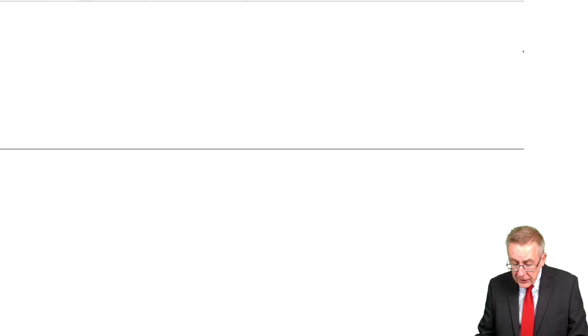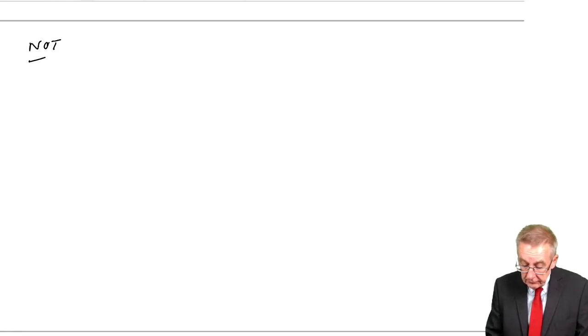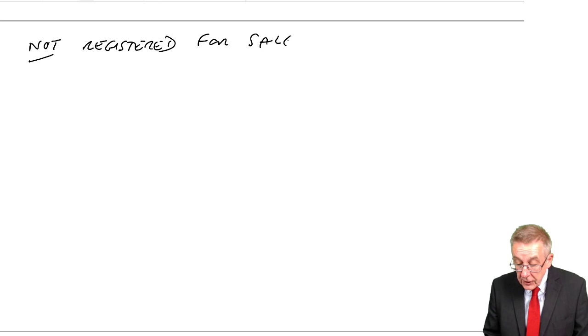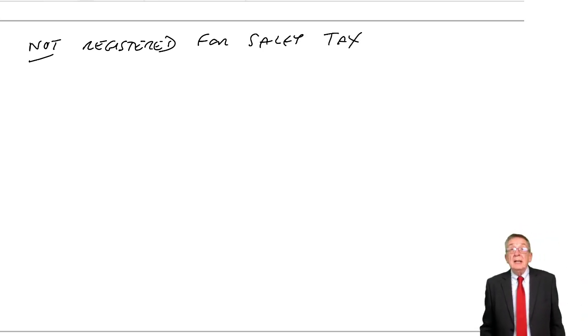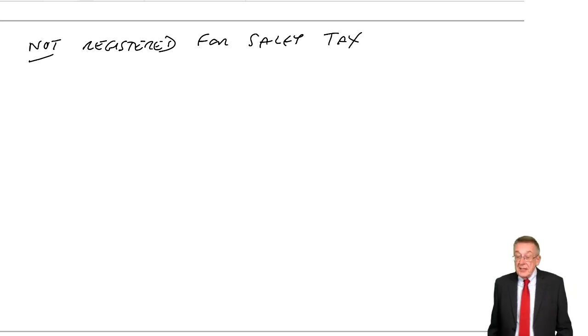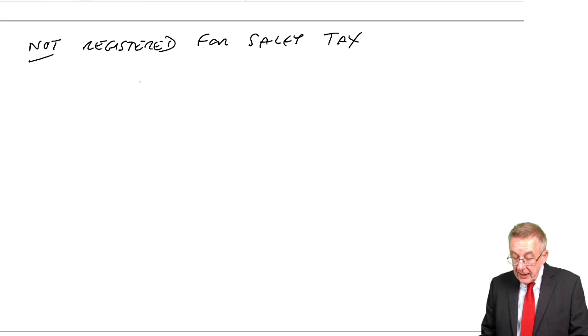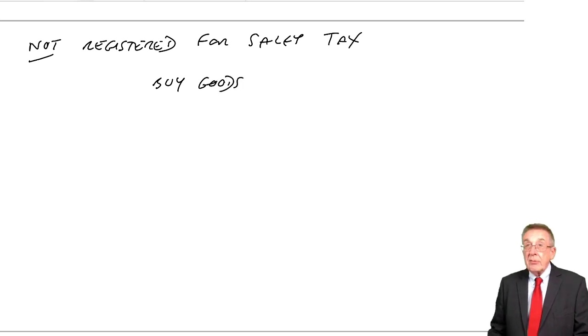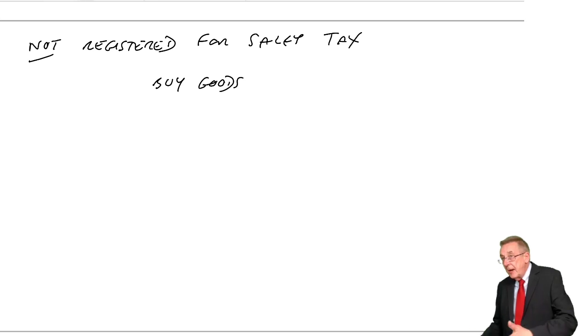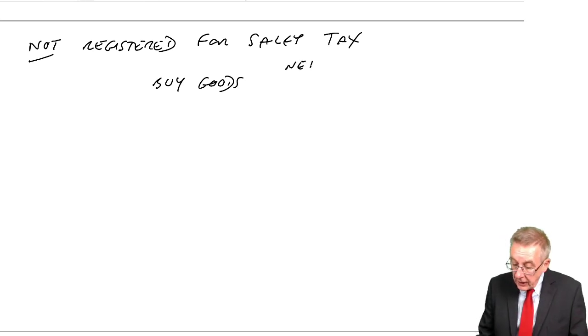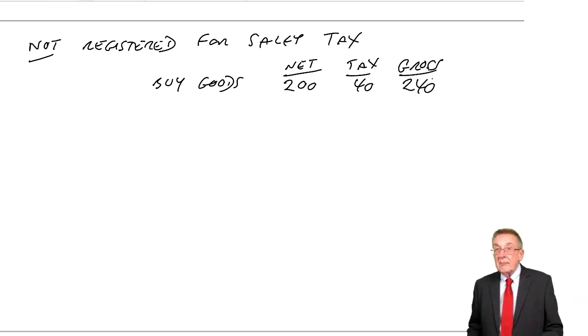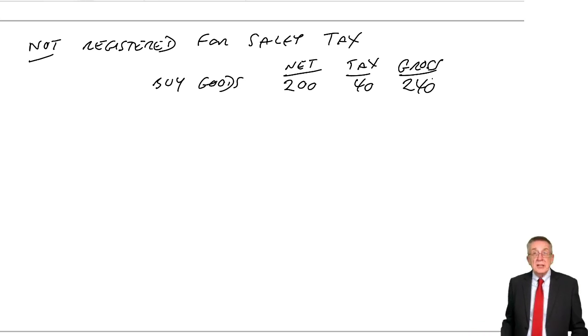Well, if a company is not registered, and again, it won't be your decision, the question will tell you if they're not registered, but it would just be a small business. Just as a little illustration, suppose we buy goods. Well, even though we're not registered, the person we buy them from will be. So maybe the net cost was 200. The tax, let's suppose, is 20%, is 40. The gross would be 240. So if you're buying goods, the supplier will have charged tax.